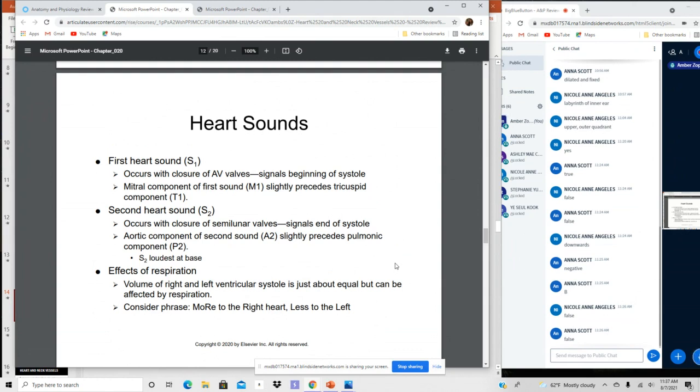The effects of respiration affect the heart sounds. The volume of the right and left ventricular systole is just about equal but can be affected by respiration. Consider the phrase: more to the right and less to the left.